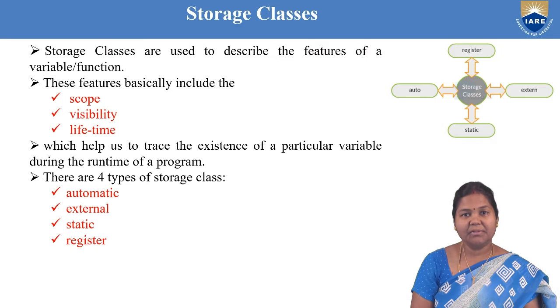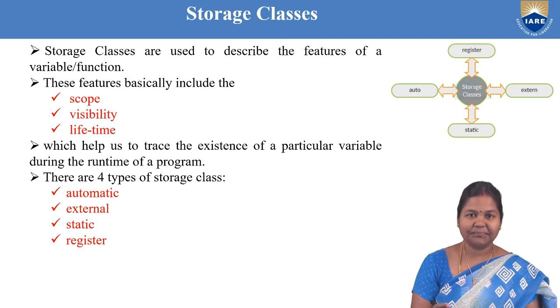This information, scope, lifetime or visibility of a variable, will help you trace the existence of a particular variable during the running of the program. Scope is where a variable is available for use, and lifetime is up to what time the variable persists. Whether the lifetime of the variable is within the function itself or throughout the program, that is called the lifetime or visibility of the variable.